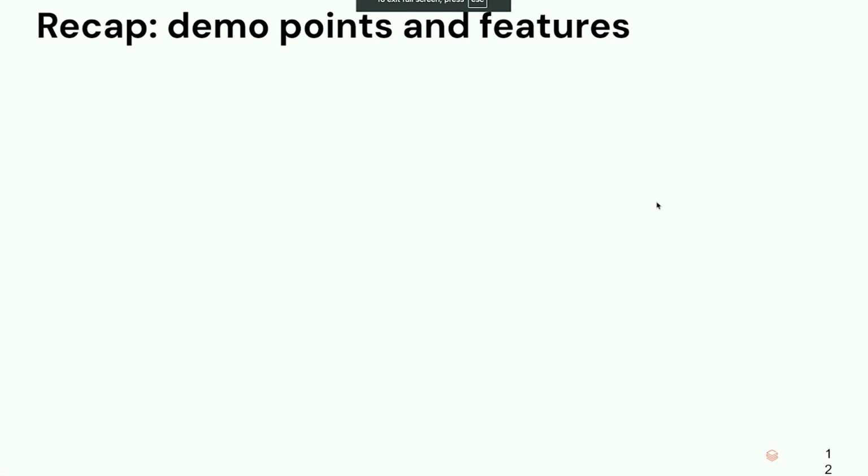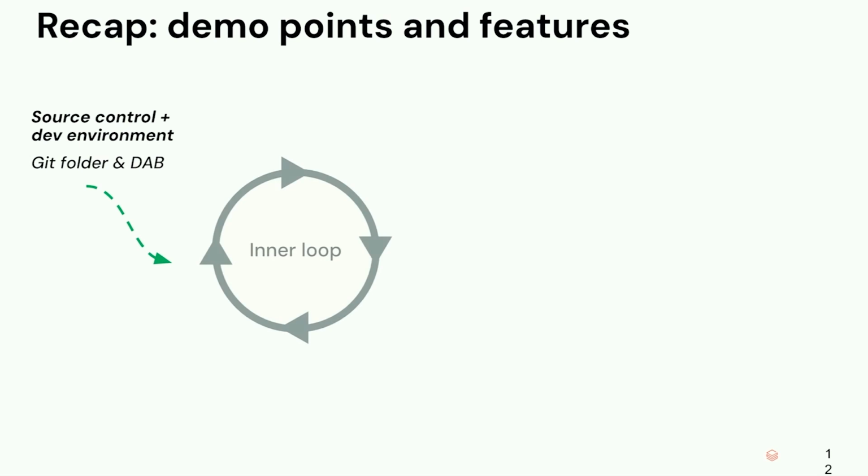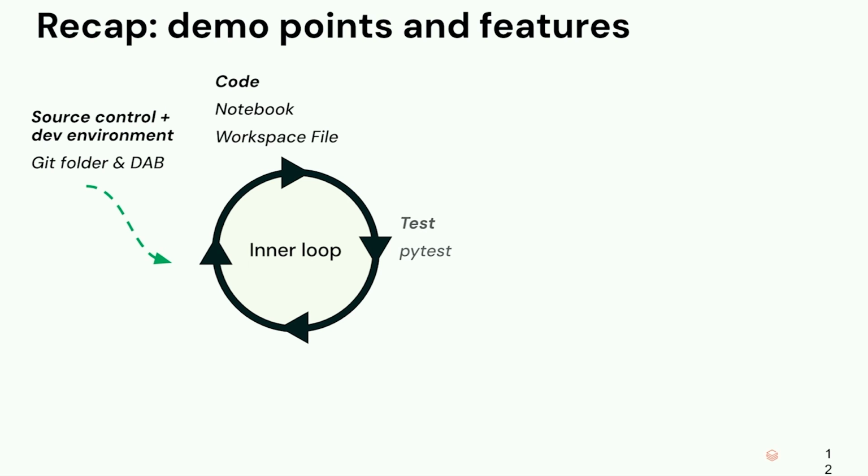So to recap, I'm just going to use the same infinity rings to anchor what we talked about. So we talked about source control and setting up your dev environment. That was our Git folders and DABs that Nicole showed right up front. Then in your inner dev loop, we were using notebooks and writing pure Python code. And that was in the Workspace file system. We were using PyTest to do some automation of our testing. And then you saw variable inspection, step-through debugging, all of these capabilities available inside your notebook.